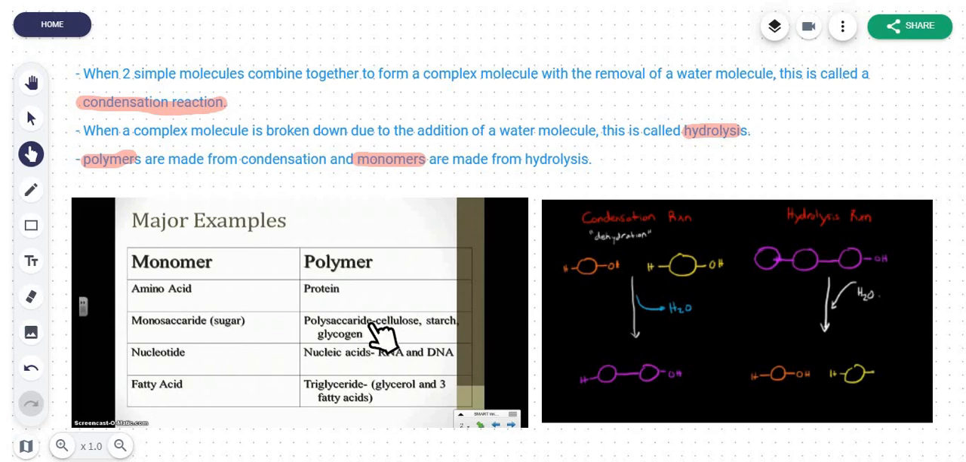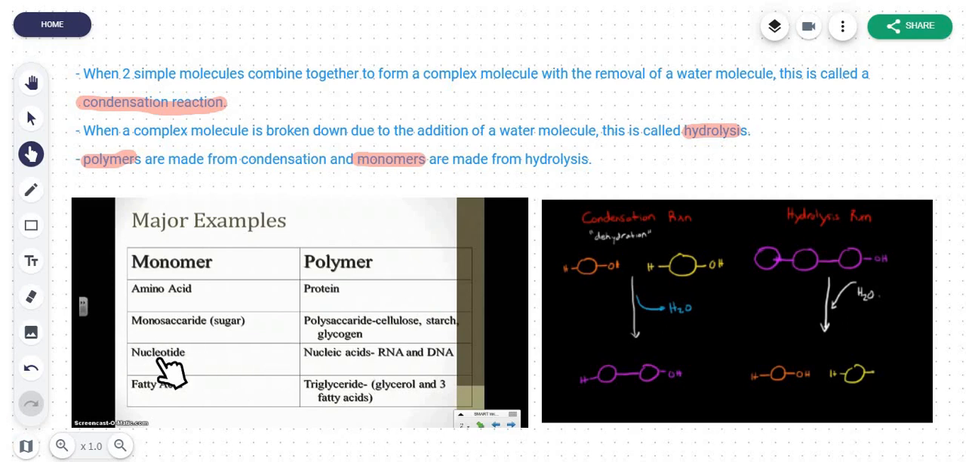Again, monomer and polymer. Now guys, fatty acids are not monomers, but since we're talking about triglyceride, which we'll study under lipids, you can consider fatty acid as a monomer and triglycerides as a polymer. However, never consider a lipid as a polymer. Only triglycerides come under this category.